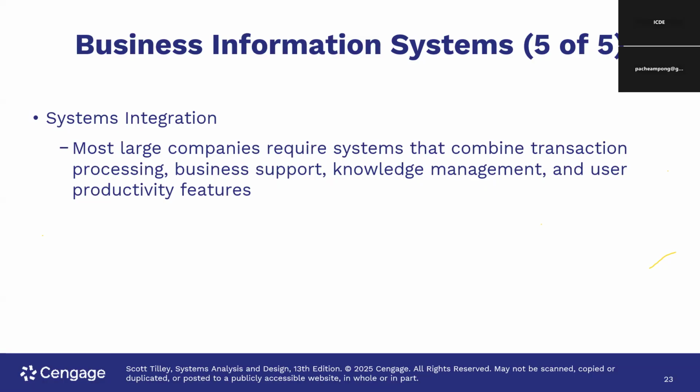One system has a transaction process, and the same system has a business support. The same system has knowledge management. The same system has user productivity features. When you take Google, for instance, Google has all of these. Microsoft have all of these things working right now.